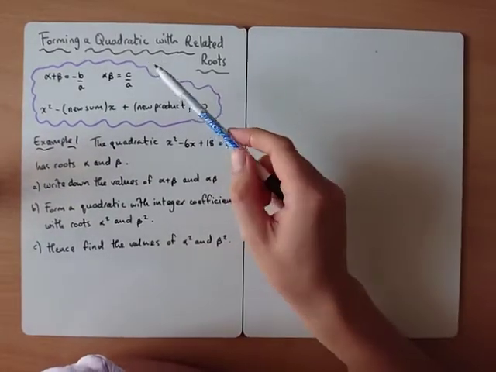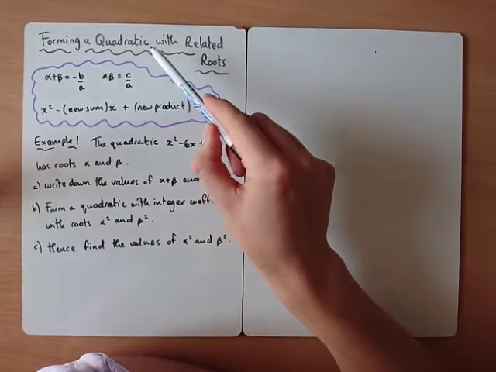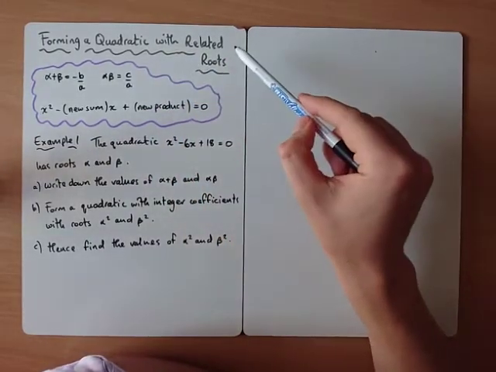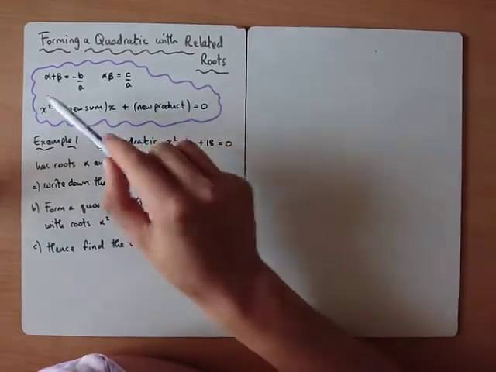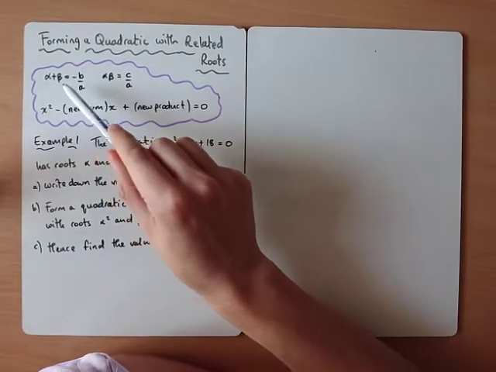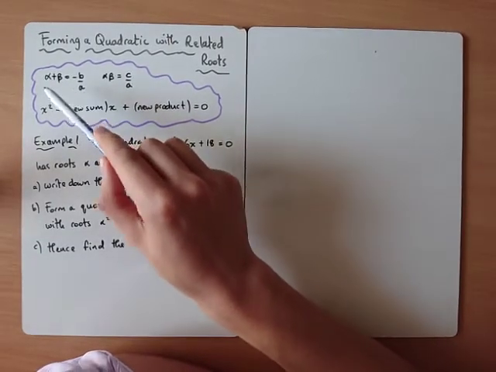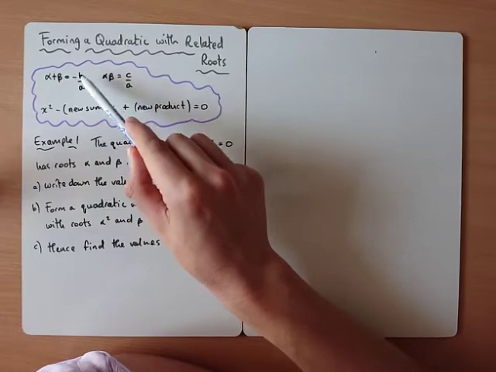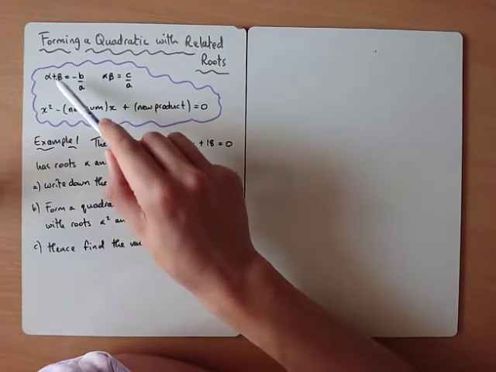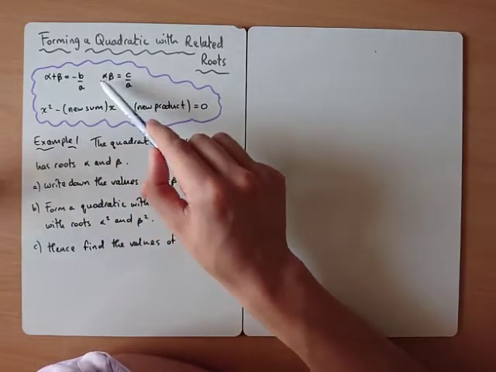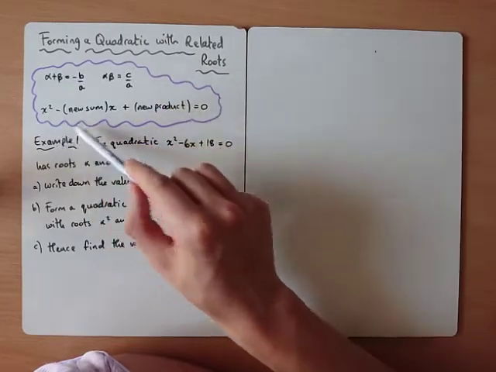So in this video we're going to look at how to form a quadratic equation with related roots. We should already know at this point that alpha and beta are what we call the roots for our quadratic, and we know that the sum of the roots are related to its coefficients. So alpha plus beta would be minus b over a, the product of the roots would be c over a.